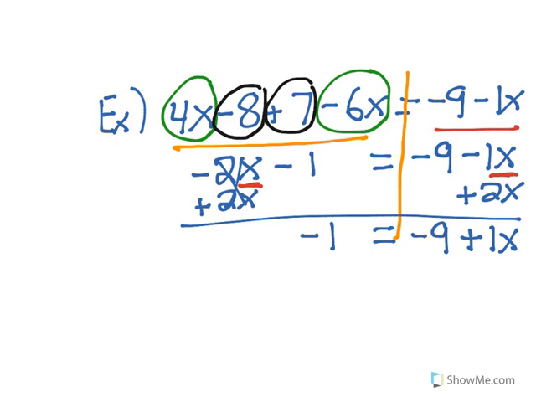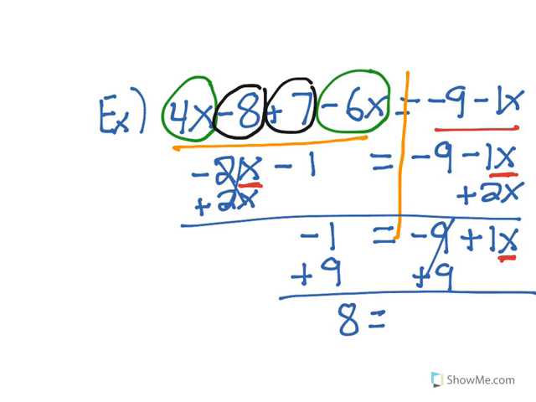So now I have my x almost by itself over here. I just need to get rid of that negative 9. So to get rid of the negative 9, I'm going to add 9 to both sides. And I'll be left with 8 is equal to x, or x equals 8.